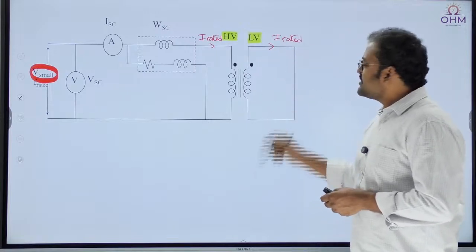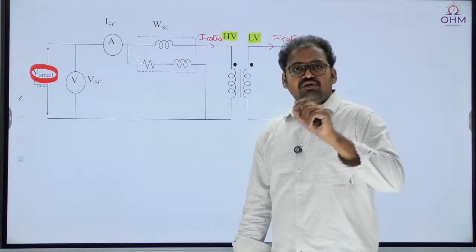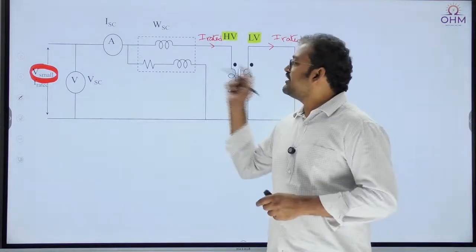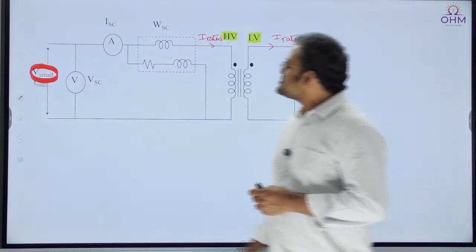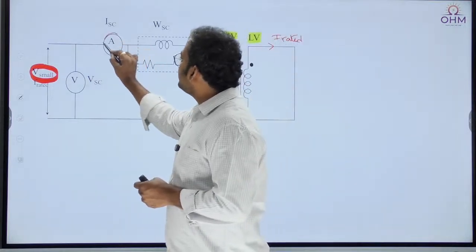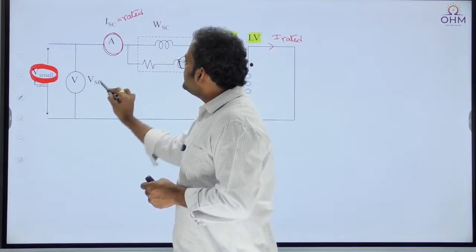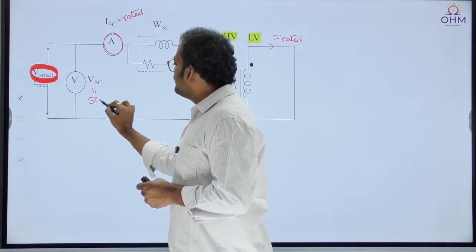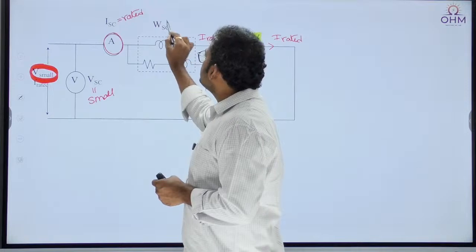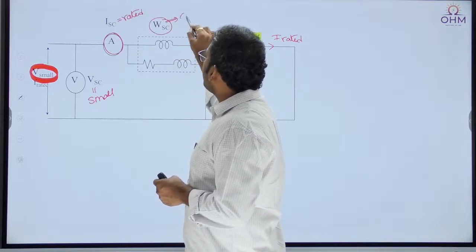Whenever there is a short circuit, a small voltage will be sufficient to circulate rated current. You can measure that rated current using this ammeter. This ammeter will measure the rated current. This voltmeter will measure the small voltage that we are applying. And this wattmeter will measure the copper loss.